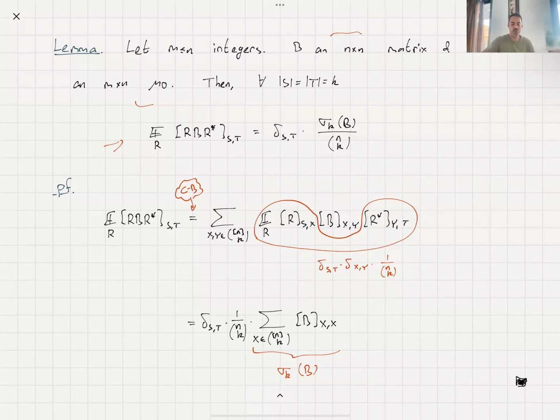Namely, essentially, if you take B and you conjugate it by R, which is a minor orthogonal, any minor orthogonal family distribution, but you average over R and take the S,T minor, then R scrambles B so well that the only thing that survives is the S equal T minor, namely S,S. And in such case, you get a kind of normalized version of the K coefficient of B.